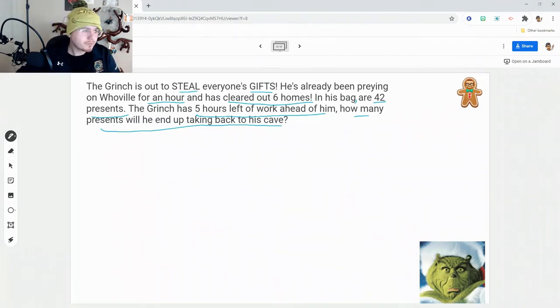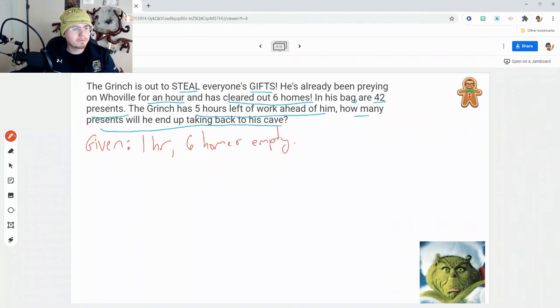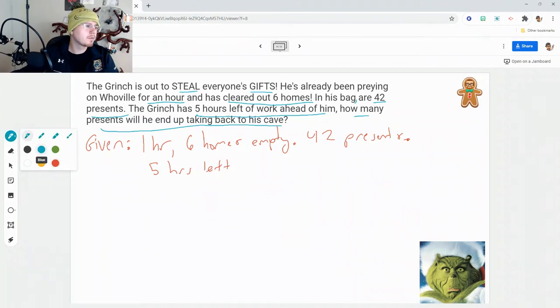So, first things first, right? Let's follow our process. I don't know what's up with that glitchiness. Oh, you can't even see it because of my face. Given. What's given? What do we know? Well, we know that it's been working for 1 hour. 6 homes emptied. We know that there's 42 presents in the bag. We also know that he has 5 hours left. You with me? Okay. What don't we know?